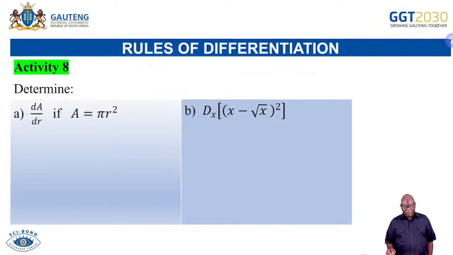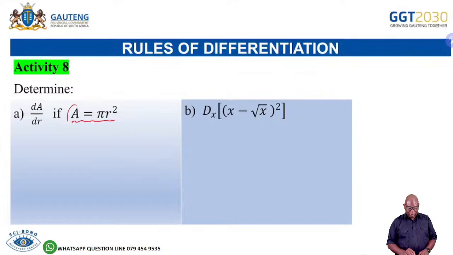In this case, determine dA over dr. Can you see now? We're no longer talking dy over dx, because our formula there is A equals pi r squared, which is the area of the circle. That A here on top is your y value. Then we've got the dr, which is our x. So now, how do I do that?